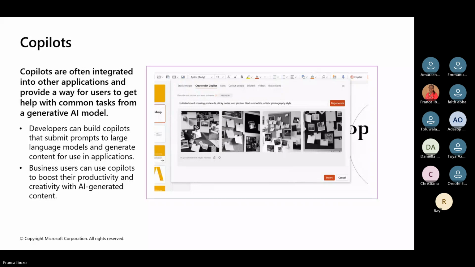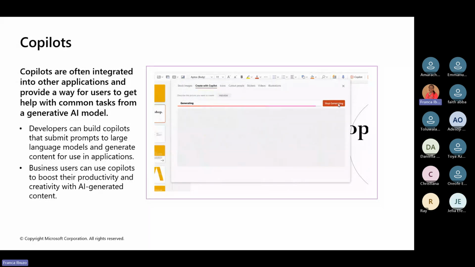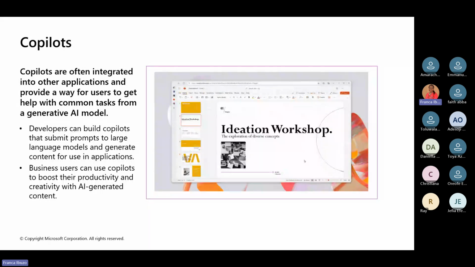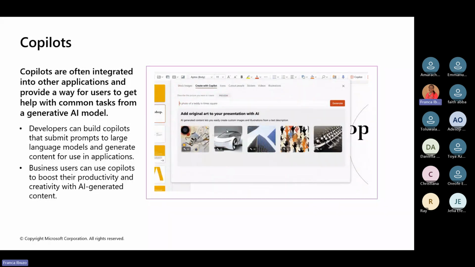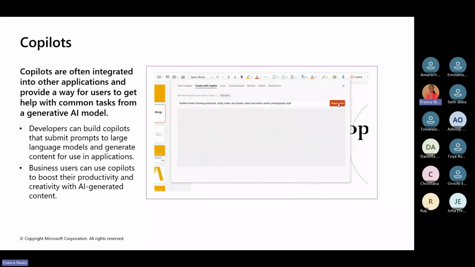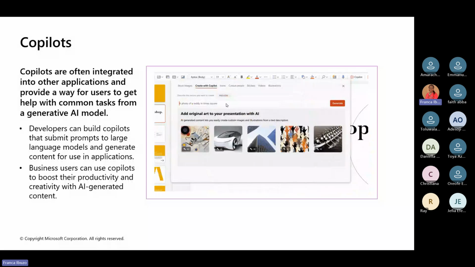PowerPoint. So it's integrated into other applications to provide a way for users to get help with common tasks from a generative AI model. So developers can build co-pilots that submit prompts to large language models and generate content for use in applications.